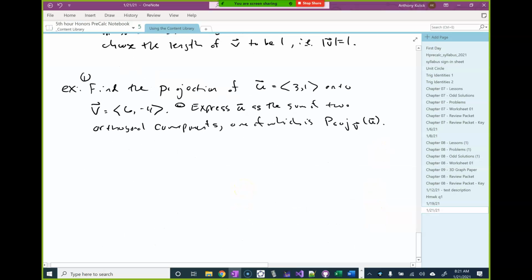So here's a strictly numeric example. In this, we're asked to do two things. We're asked to first find the projection of u onto v, and then to express u as the sum of two orthogonal components, one of which is the projection of u onto v. So the first thing I'm going to need to do is to calculate that projection.